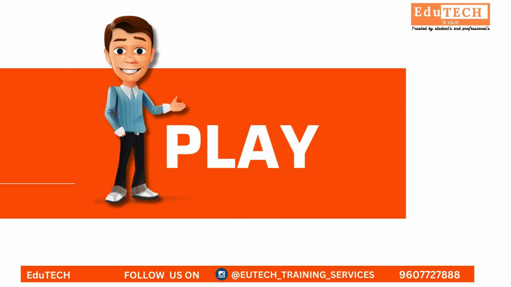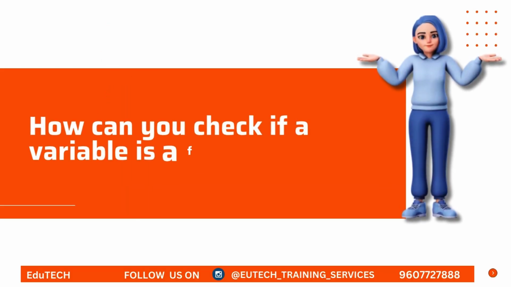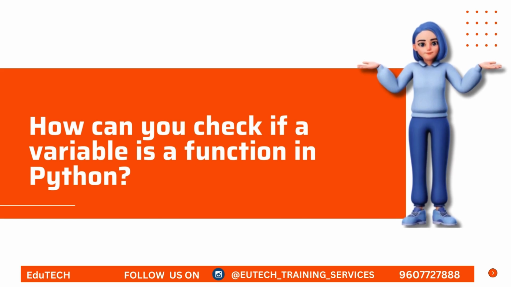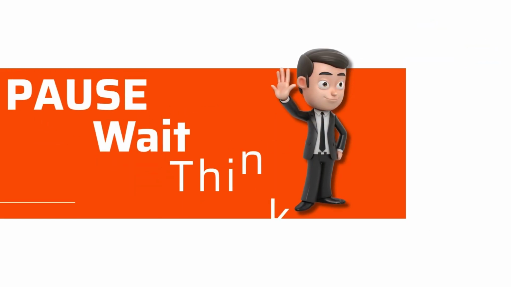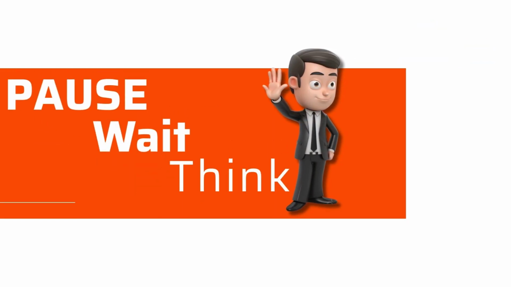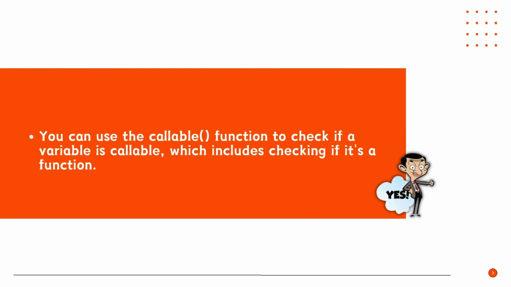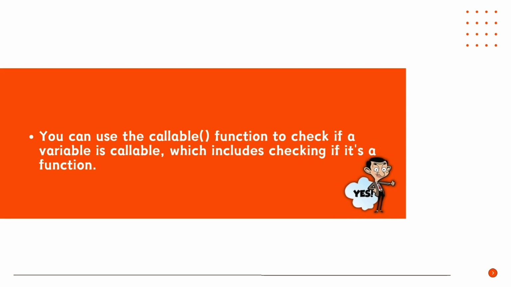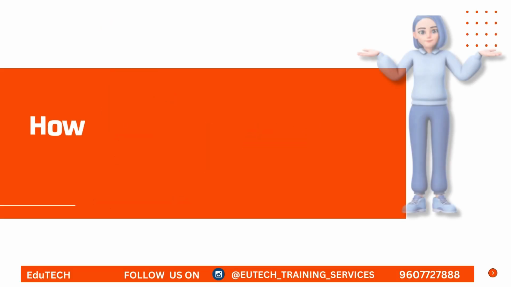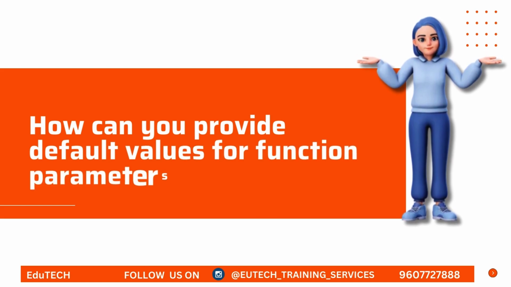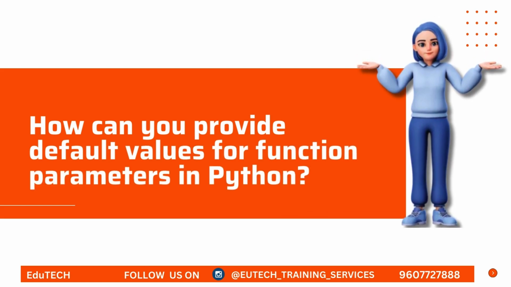How can you check if a variable is a function in Python? You can use the callable function to check if a variable is callable, which includes checking if it's a function.